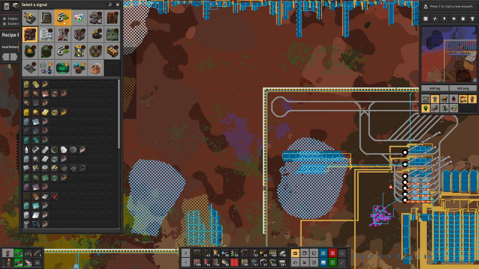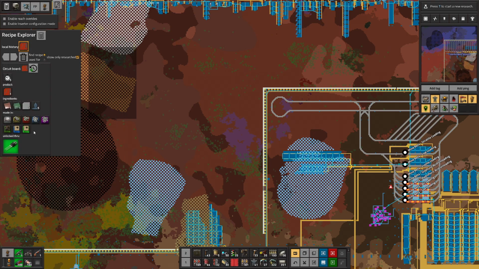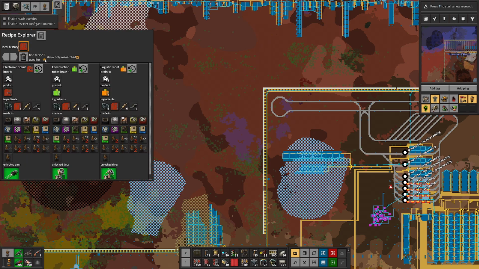Do I need the basic circuit boards? Not the basic circuit. Basic circuit boards are these. The circuit boards here, what are they used for? They're used for construction and logistic robot brain ones. Now, construction and logistic robot brains are probably going to be part of the actual foundry itself.